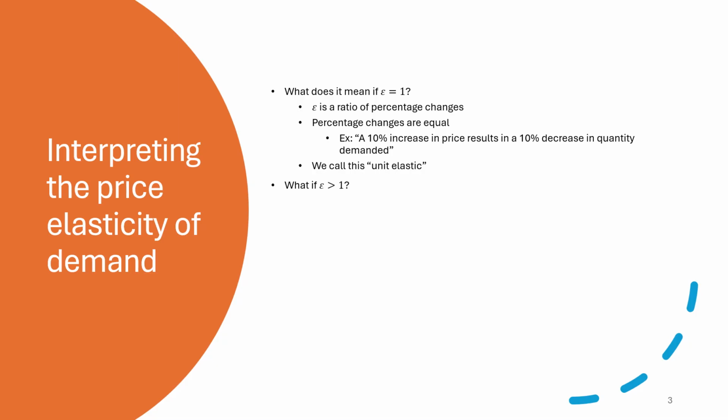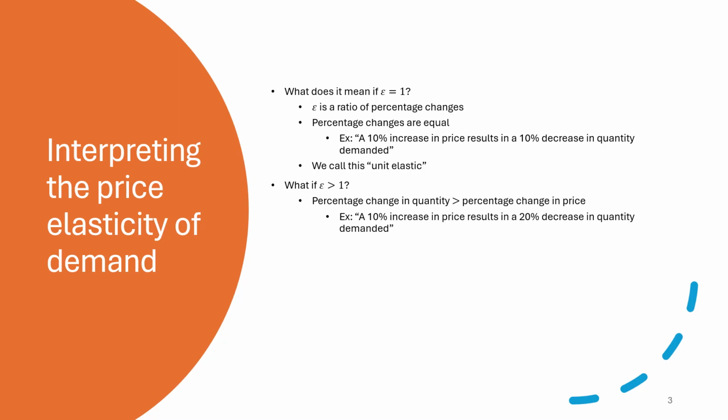What if epsilon's bigger than 1? What if epsilon's 2, for example? Well, that would mean that a 10% increase in price results in a 20% decrease in quantity demanded, and we call that elastic. So demand curves are elastic when the quantity response is bigger than the price response.